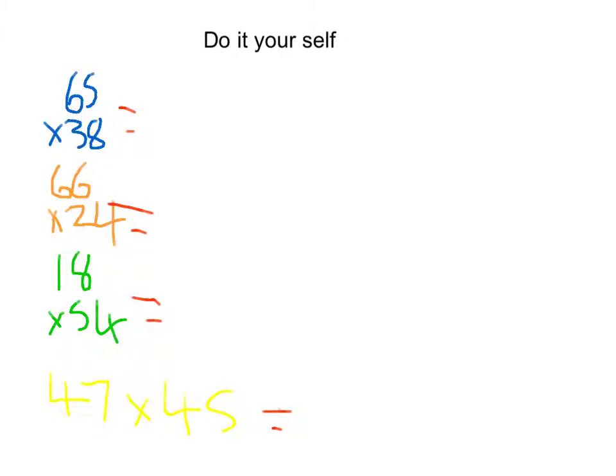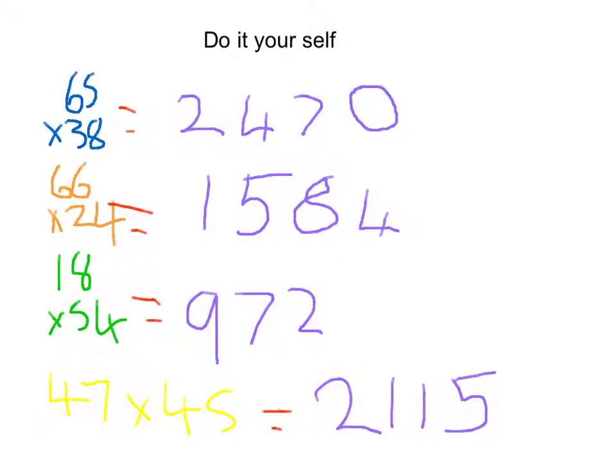So now we've got some do-it-yourself. First one is 65 times 38. Second, 66 times 24. Third, 18 times 54. And last one, 47 times 45. So pause it right now and figure out these questions.